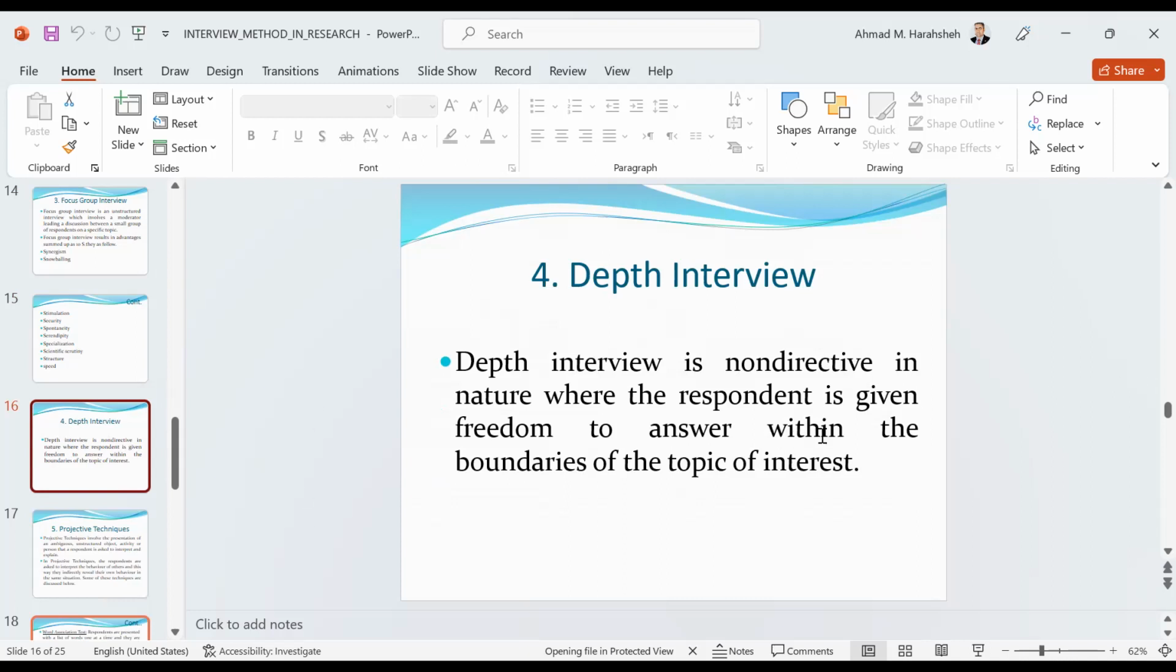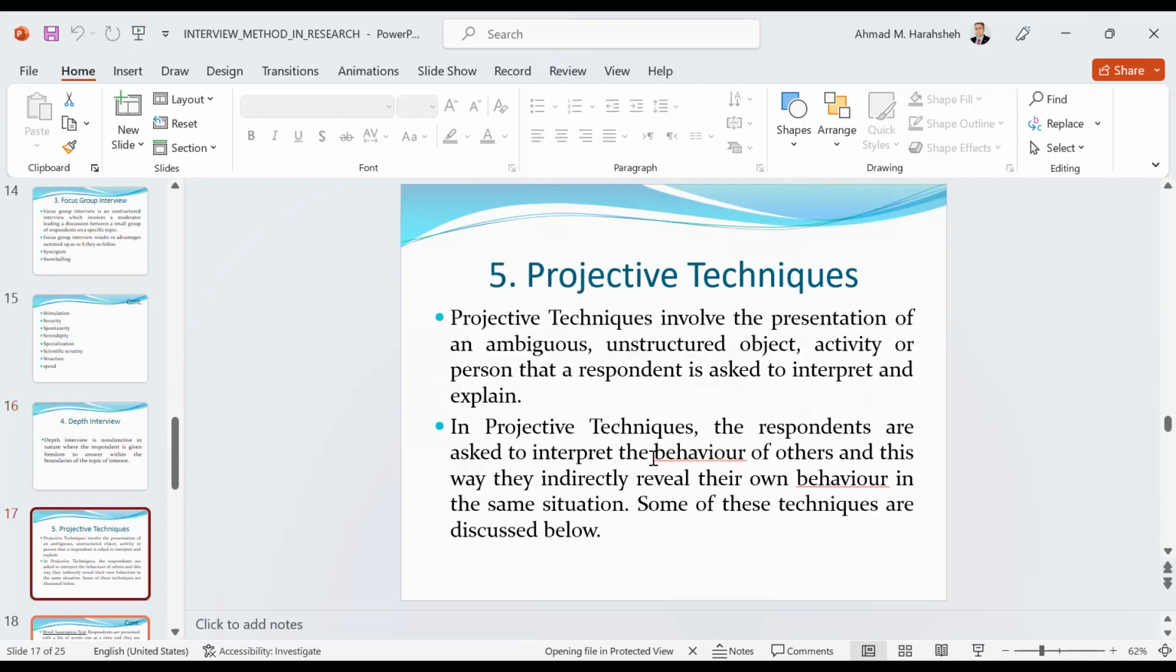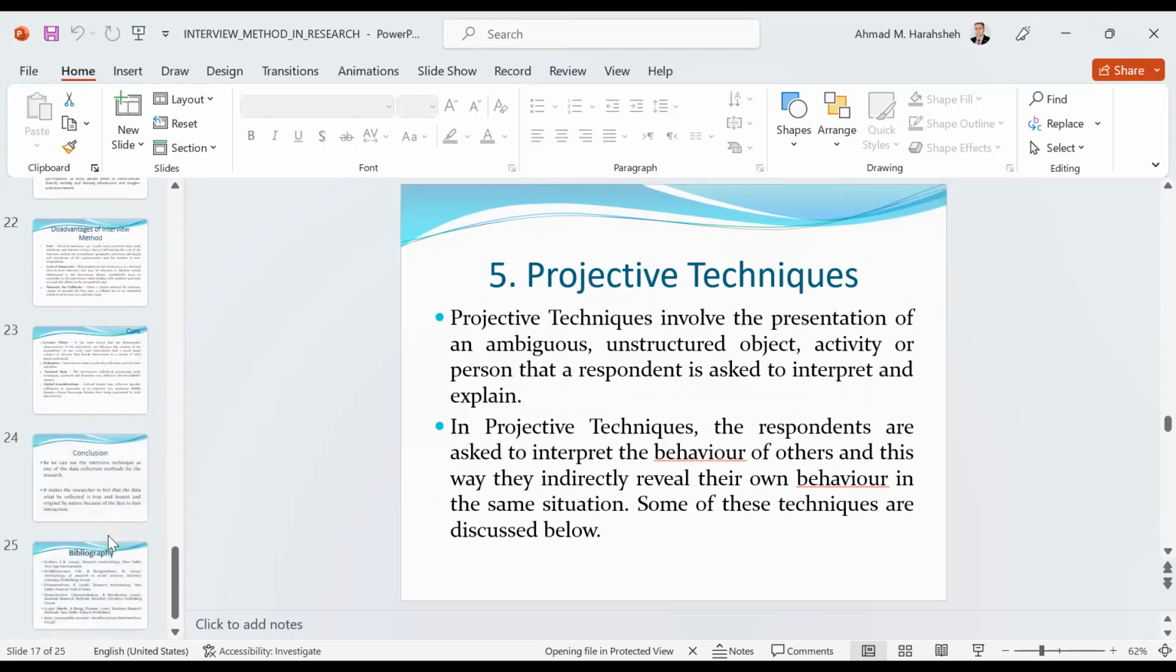Depth interviews طبعا بسموها non-directive in nature where the respondent is given freedom to answer within the boundaries of the topic of interest. The projective techniques هذا آخر شيء. قال لك projective techniques involve the presentation of an ambiguous, unstructured object, activity, or person that the respondent is asked to interpret and explain. أحيانا بدك تشرح له كل شيء. Now, in projective techniques, the respondents are asked to interpret the behavior of others, and this way they indirectly reveal their own behavior in the same situation. Okay, هذا بالنسبة للinterviews.